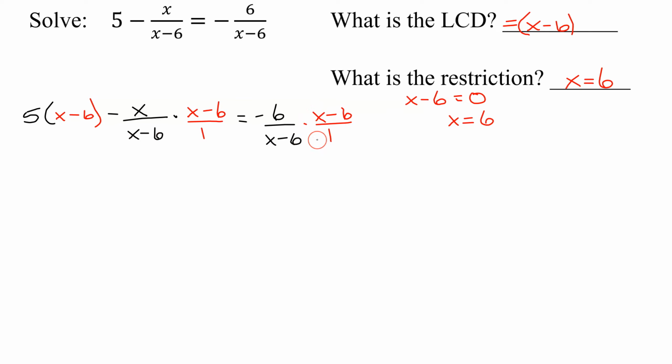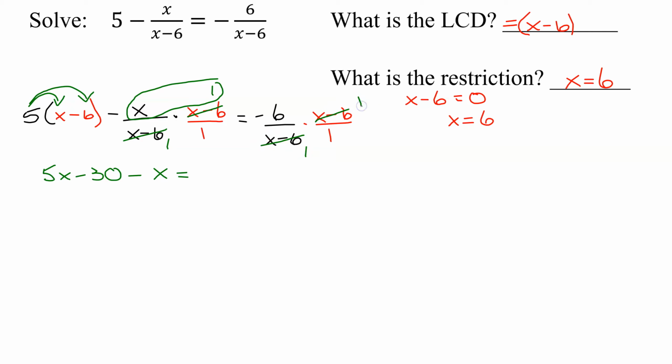So now I'm ready to simplify this equation. So on the first term, I distribute in the 5. 5 times x is 5x. And 5 times negative 6 is negative 30. Minus, on the second term, my x minus 6 is reduced. I get left with x times 1, which is just x, all divided by 1 times 1 is 1, and x divided by 1 is just x. Equals, on the right-hand side, my x minus 6 is reduced, and I get left with negative 6 times 1 in the numerator, which is negative 6, divided by 1 times 1 is 1, so I just get negative 6 on the right-hand side.